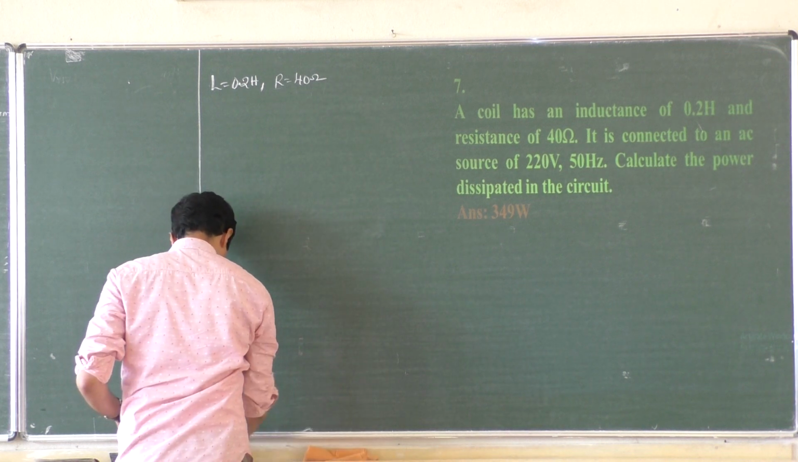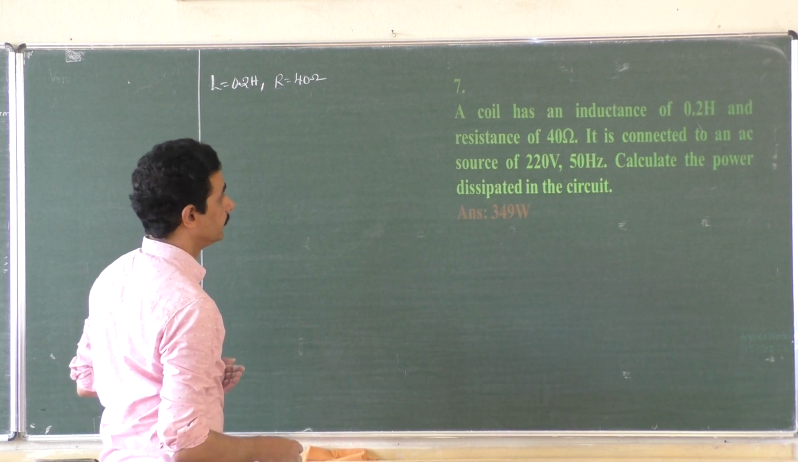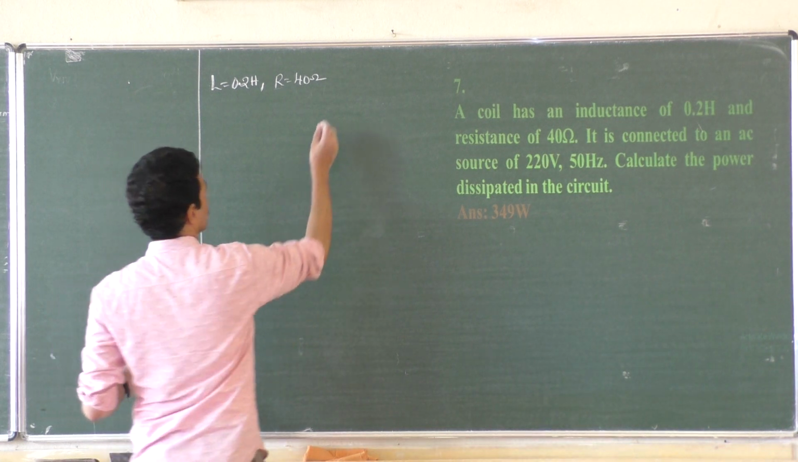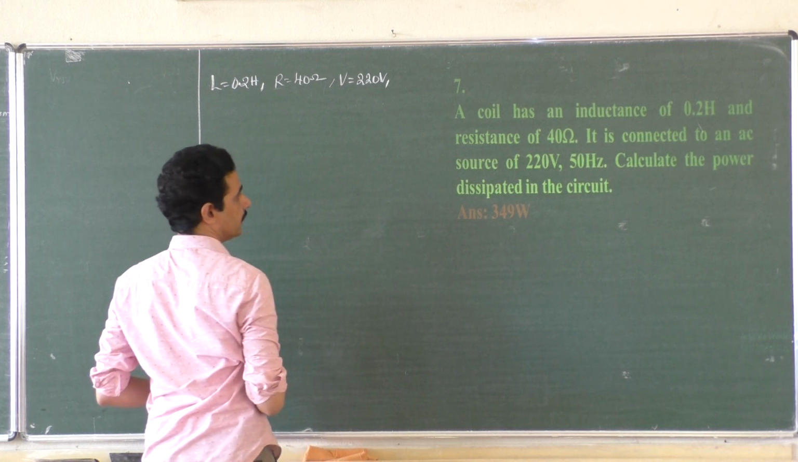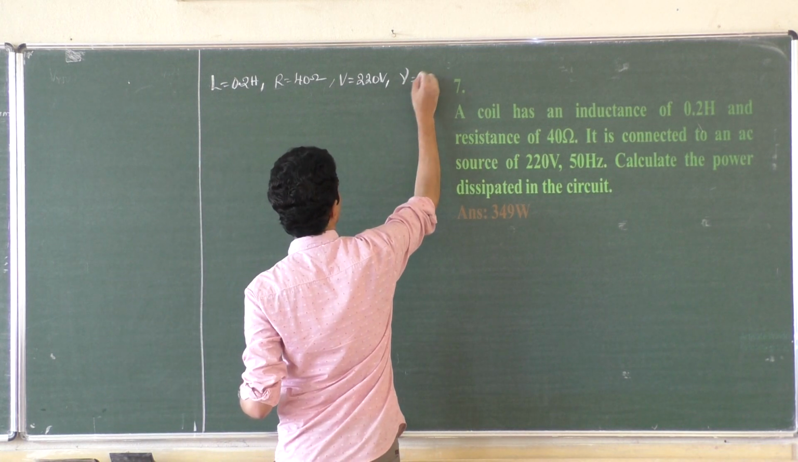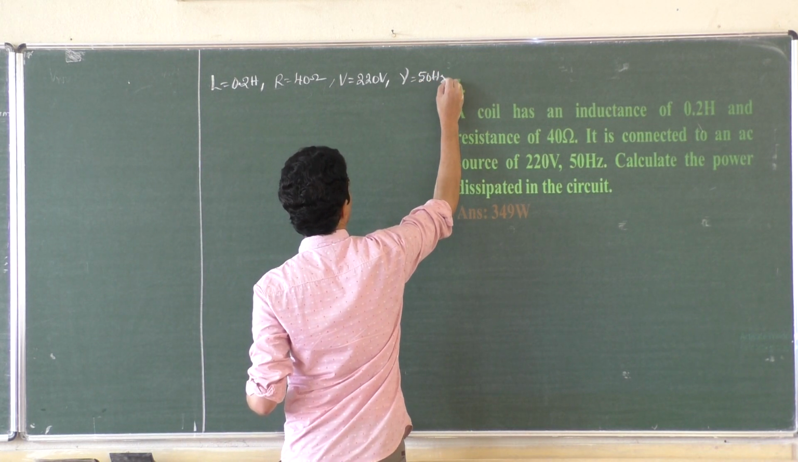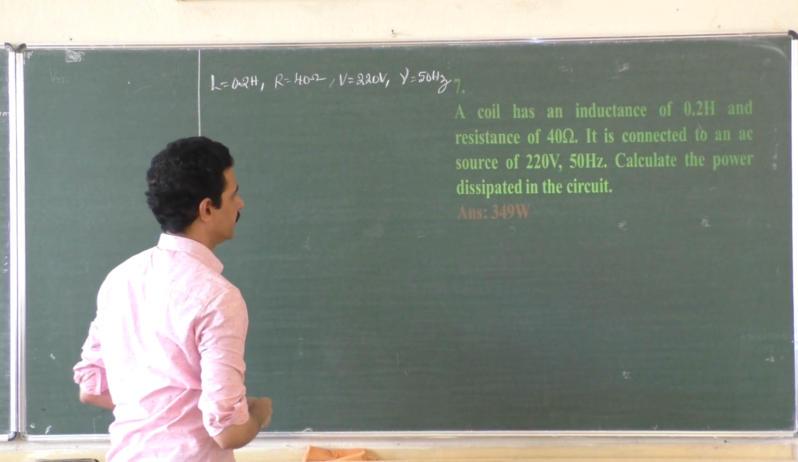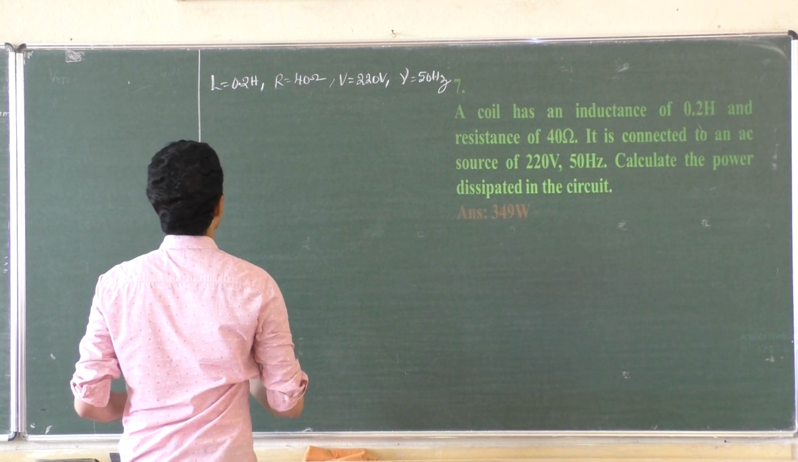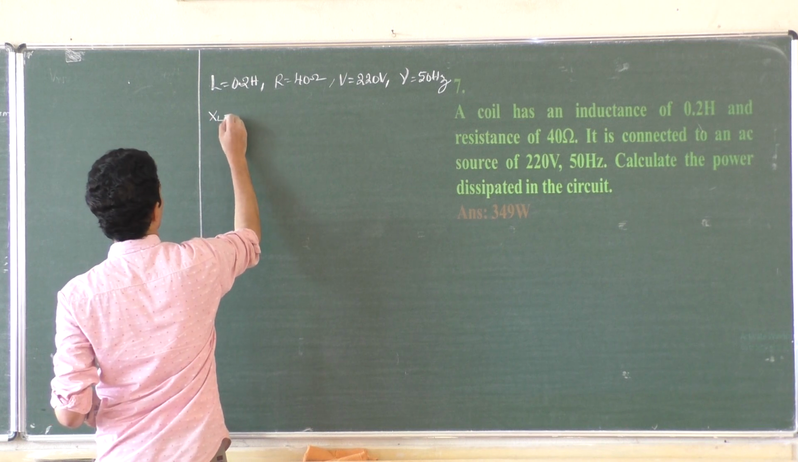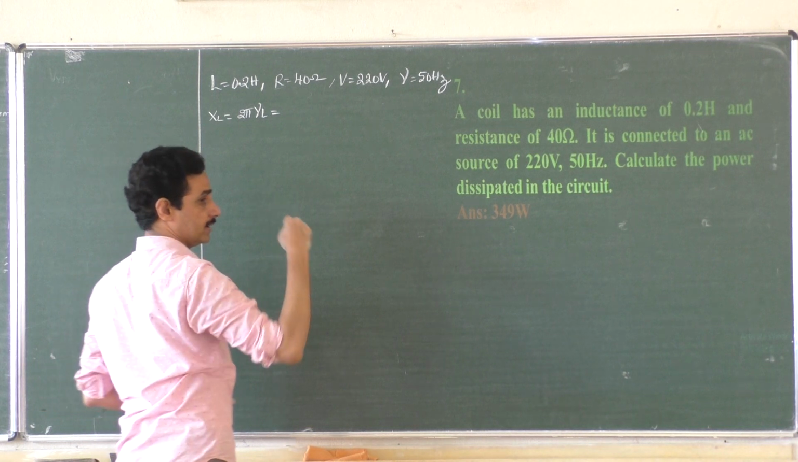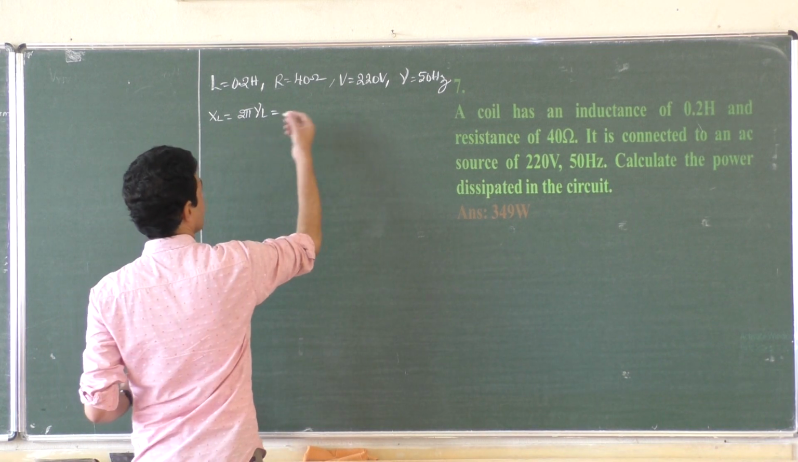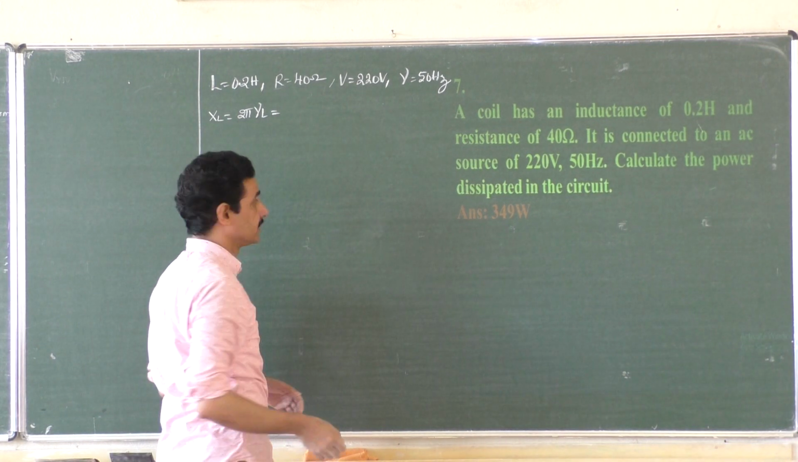Chalk pieces. Okay. Then AC source 220 volt and 50 hertz. Nu is 50 hertz. Don't know if it is resonant frequency or not. Calculate the power dissipated in the circuit. XL we have to find out. 2 pi nu L at that frequency may not be at resonance because there is no capacitor at all. Then how can it be a resonant circuit?